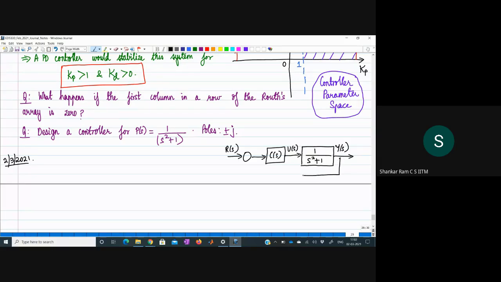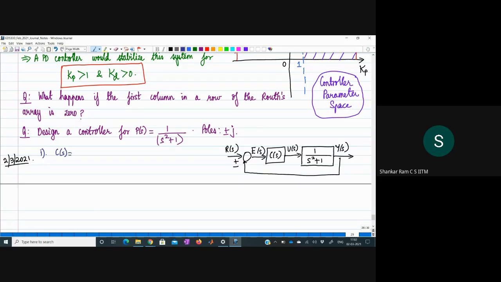So what we do is that we want to look at unity negative feedback. So this is what we have. Once again, we try out different controllers, and then we'll see which controller works. To begin with, let's first try out the proportional controller.